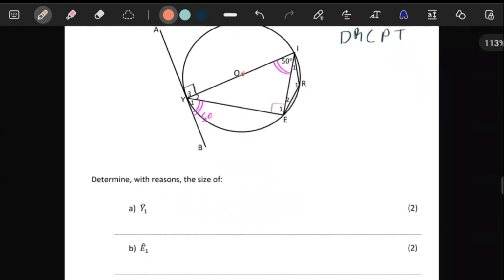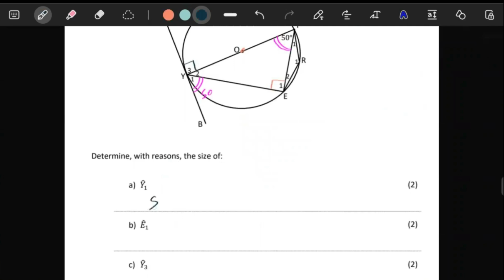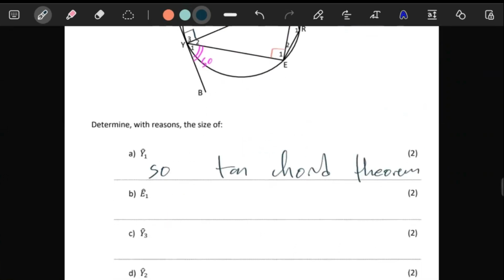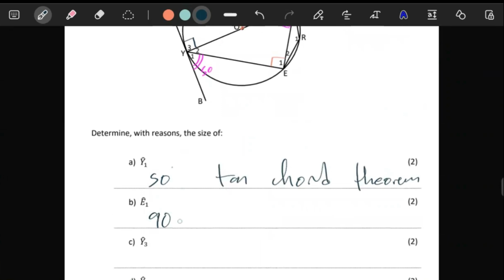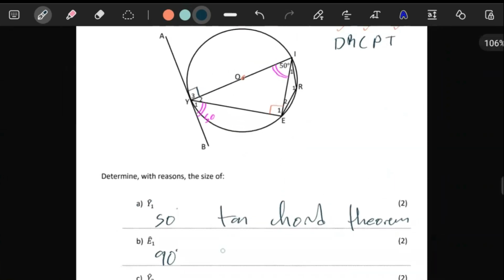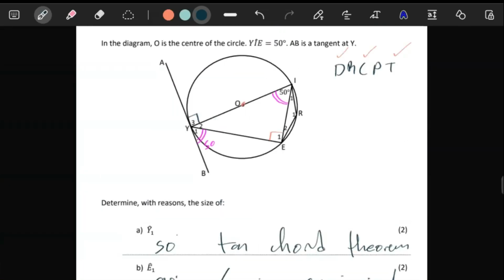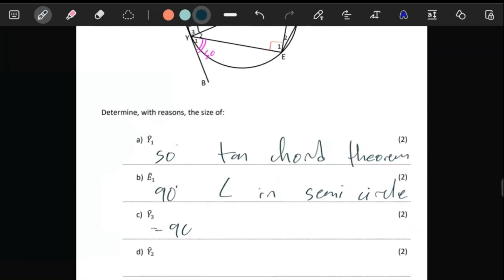So I want Y1. We say it is just going to be 50. The reason is tan-chord theorem. Straightforward. E1 is a 90-degree angle. The reason is angle in semicircle. And then Y3. Where is Y3? Y3 is a 90-degree angle also. The reason is tangent perpendicular radius.